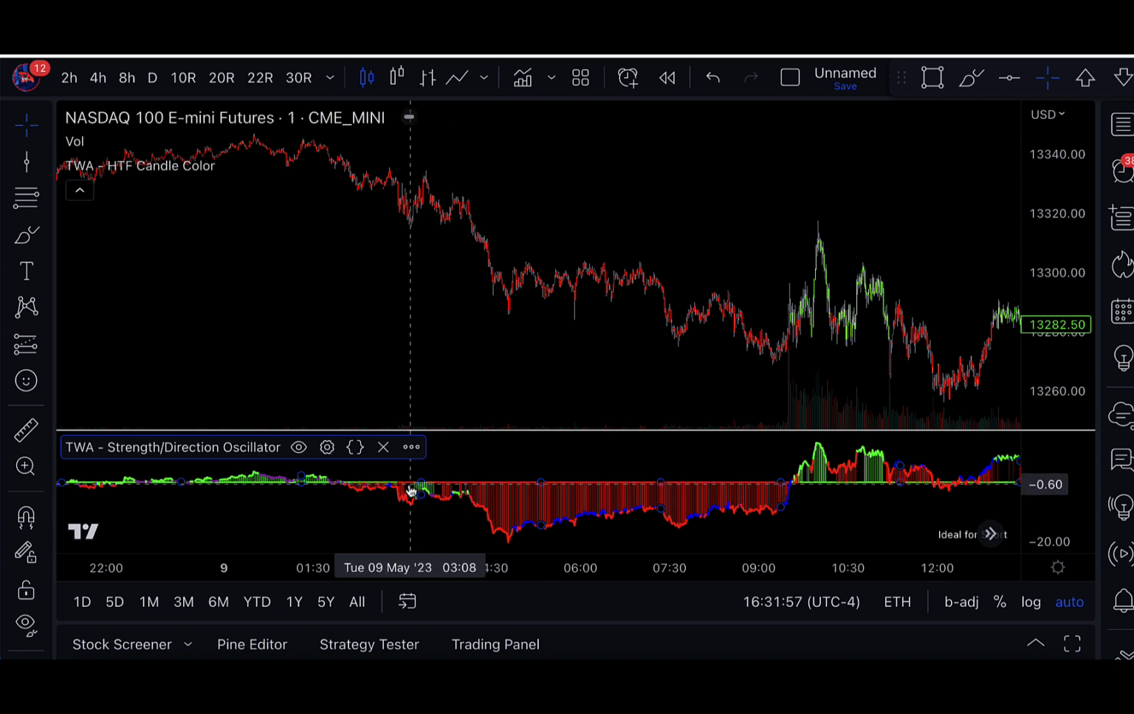So basically, it's a real snazzy way of saying, hey, probability, we're heading lower, especially when you see the histogram below the zero line. That means the strength is to the downside. If you see the histogram is below the zero line, the strength is to the downside. If you see the histogram above the zero line, the strength is to the top side.